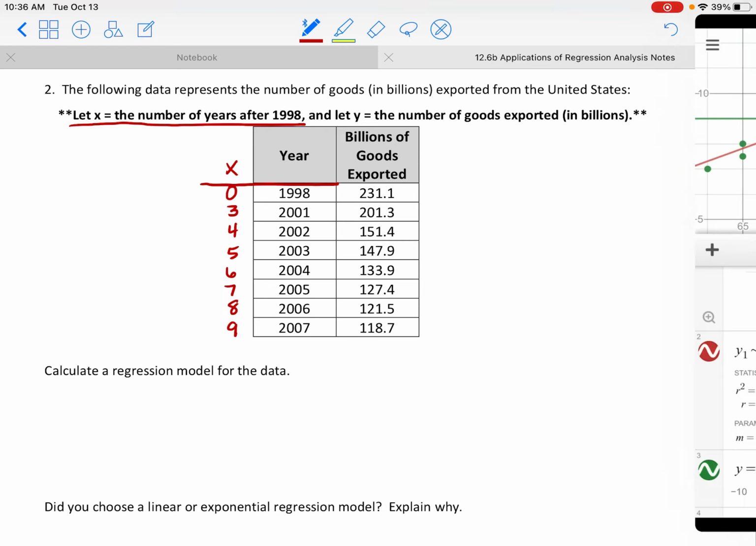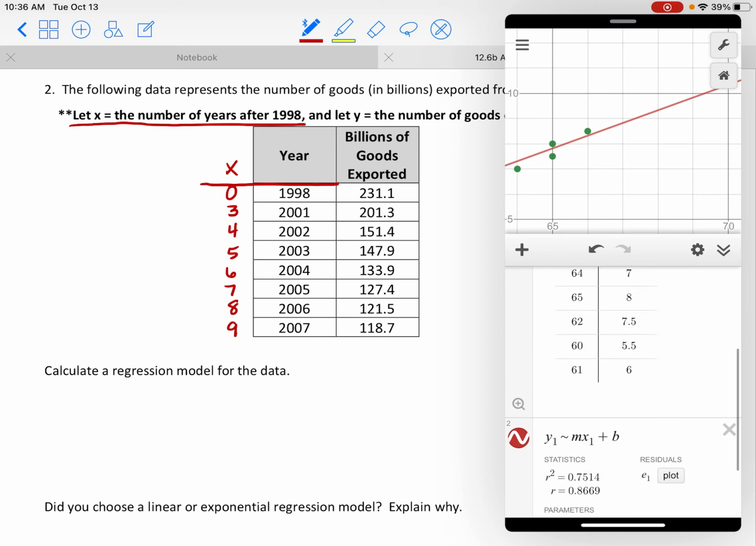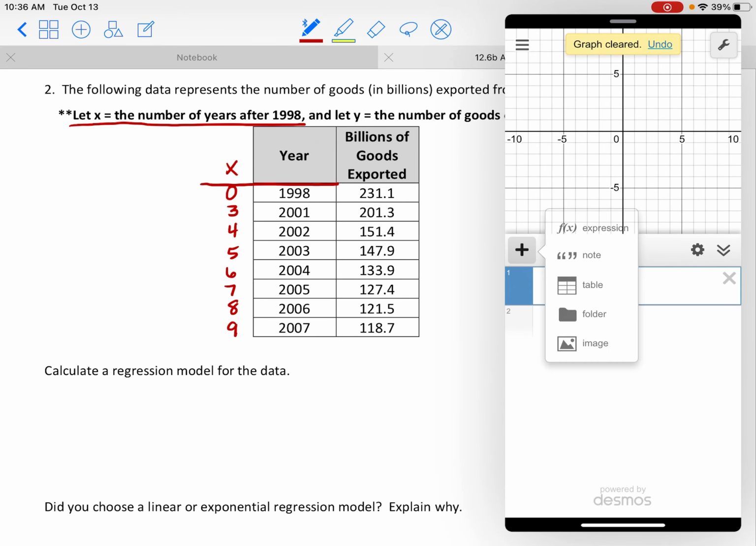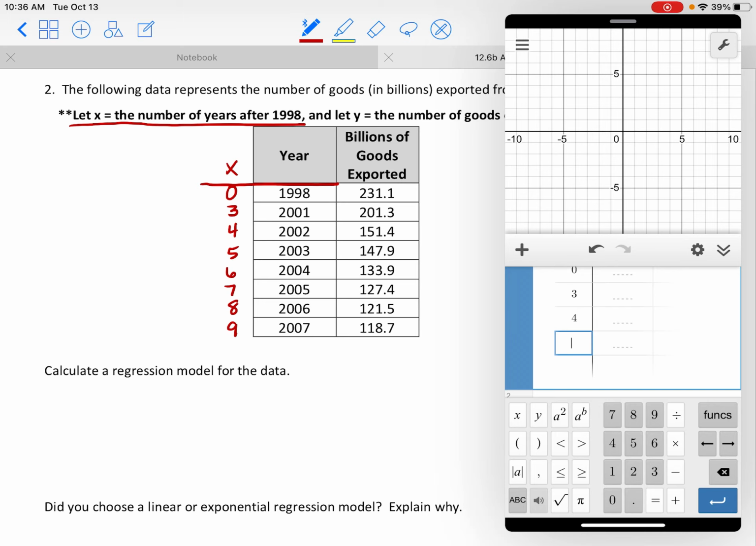Okay, so we got to enter this data in. And I'm going to just delete everything and start over. Okay, so I'm going to put my table in. 0, 3, 4, 5, 6. This is why I tried to get a head start last time. I'm sure you don't want to sit here and watch me input data into a table. My apologies, but I couldn't put both in.